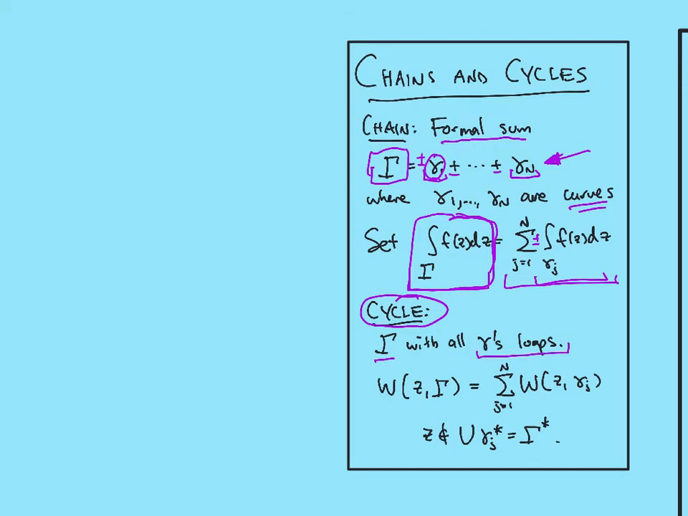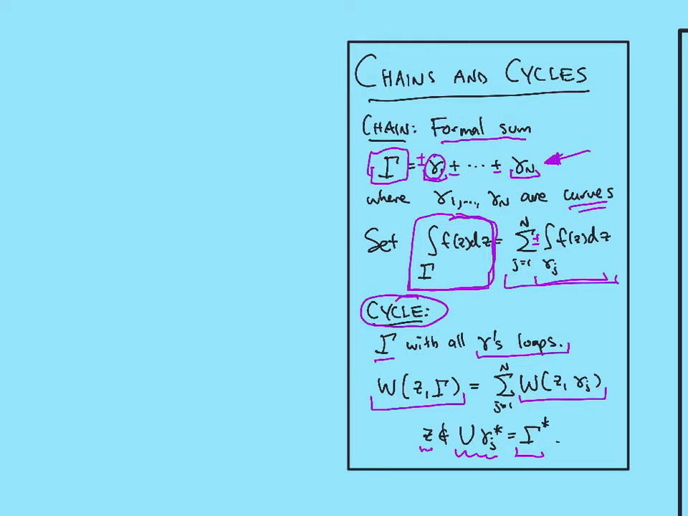And then we can define the winding number of a cycle just to be the sum of the winding numbers of the loops inside it. And you would only do this for z's not in the union of the actual sets on which the curves live, and this is what we would call capital gamma star.